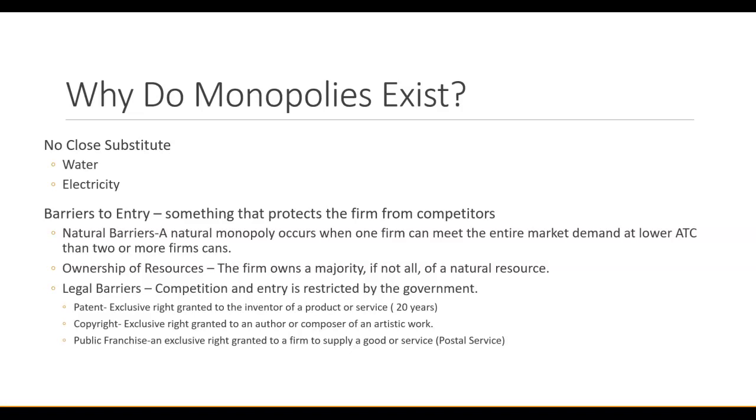And then ownership of resources. The firm owns a majority, if not all, of a natural resource. And then legal barriers. Legal barriers are important to know. A patent is an exclusive right granted to the inventor of a product or service for 20 years. A copyright is an exclusive right granted to an author or composer of an artistic work. And public franchises are a right for a firm to supply a good or a service, such as the Postal Service. They have the franchise to serve a certain area.